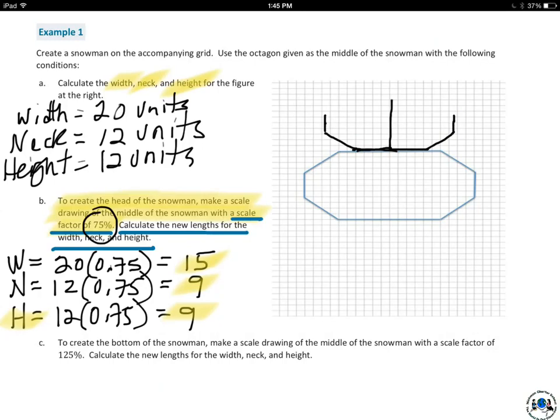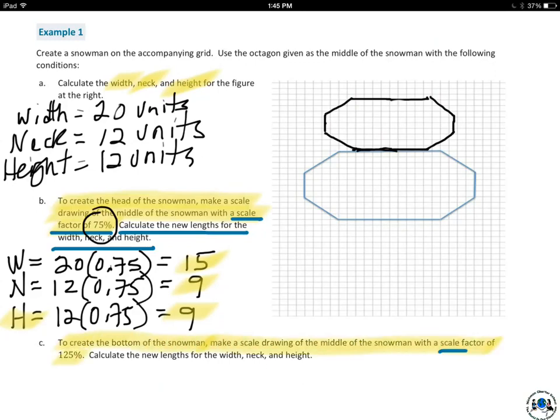Believe me. So then I created that part, and then of course attached the other part the exact same way. After I'm done, I look it over, making sure that my width is going to be 15, my height is going to be 9, and my neck is going to be 9 as well, and that all checks out. So that's what the head of my snowman looks like.